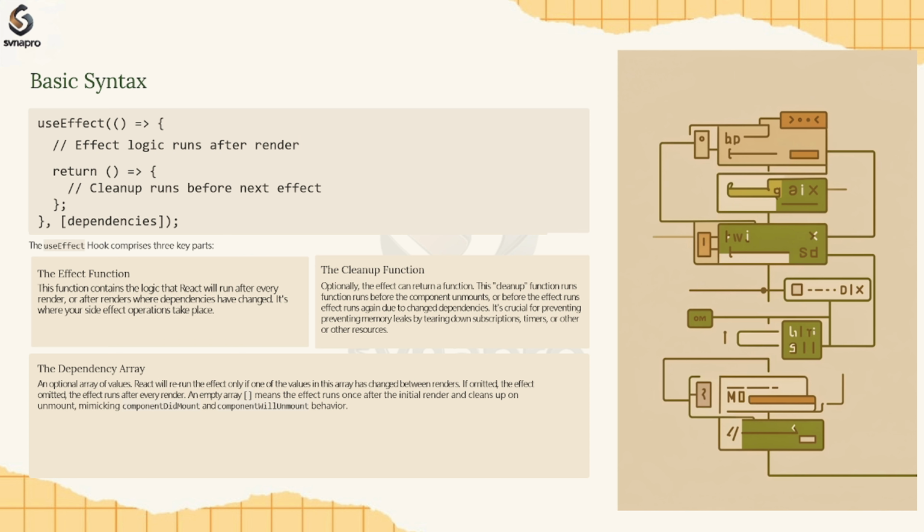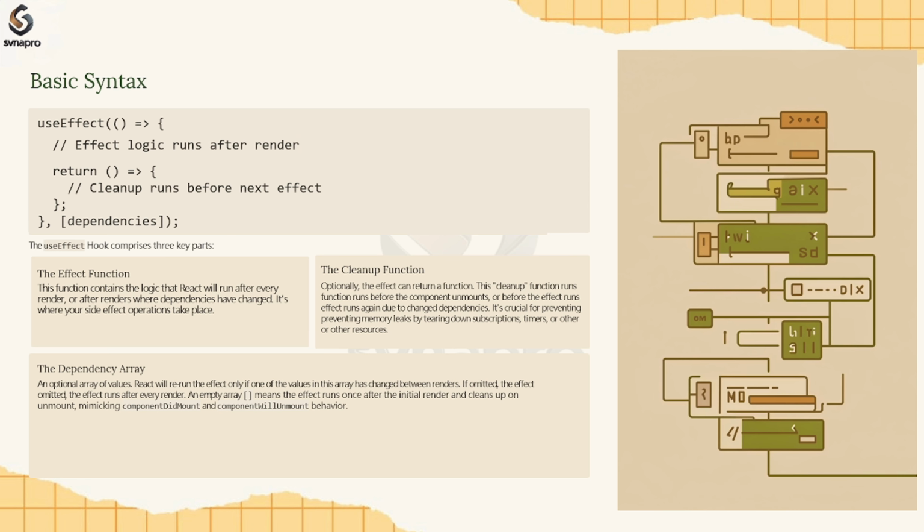So this is the basic syntax. First we need to import useEffect at the top of the code, then write one callback function and write the logic inside it. After that there is a return. Inside this return we need to write another callback function, which will do the cleanup that runs before the next effect.